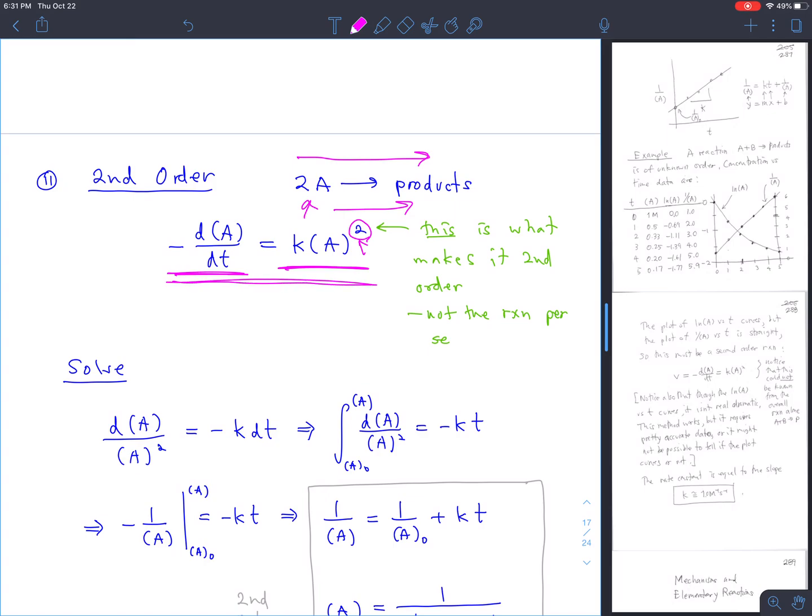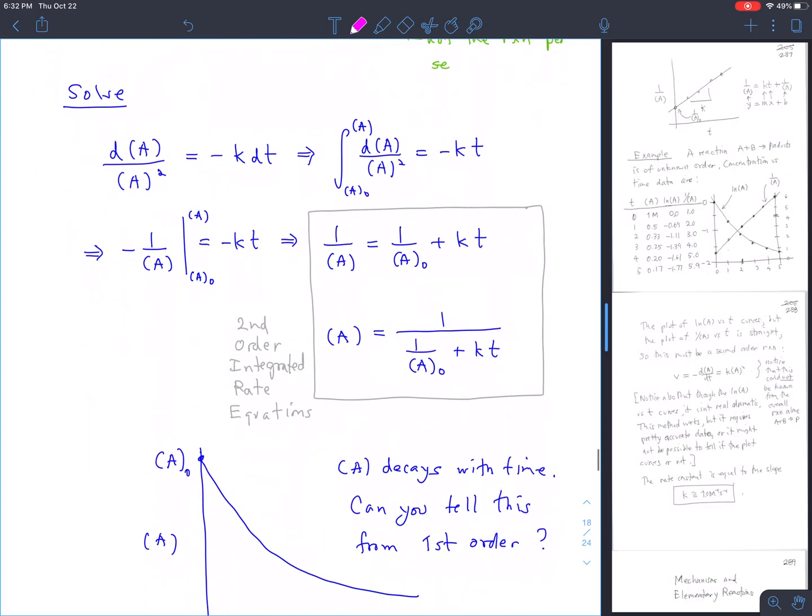Even if this were something more complicated, let's say A plus B plus C goes to products, so it doesn't look like a second order reaction, right? When you're looking at the reaction itself, as long as this really is the rate law, I don't know how this rate law would come about from that reaction, but suppose it did. It's perfectly possible. It would be a complicated thing for it to happen, but we'll talk about that later. Anyway, as long as this is the rate law, then this is a second order reaction. The reaction itself isn't really relevant to whether we count it as second order or not. It's the rate law that determines that it's second order.